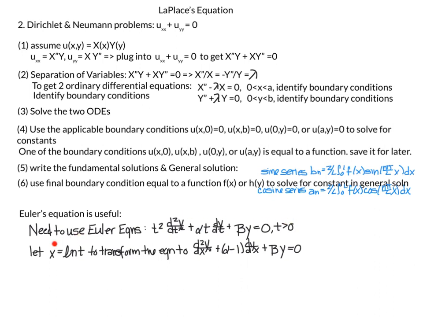What we do is we make this substitution where x is equal to the natural log of t. So we transform this equation into this equation here, which we can solve, the alpha being a constant. And so we have our normal second-order differential equation.